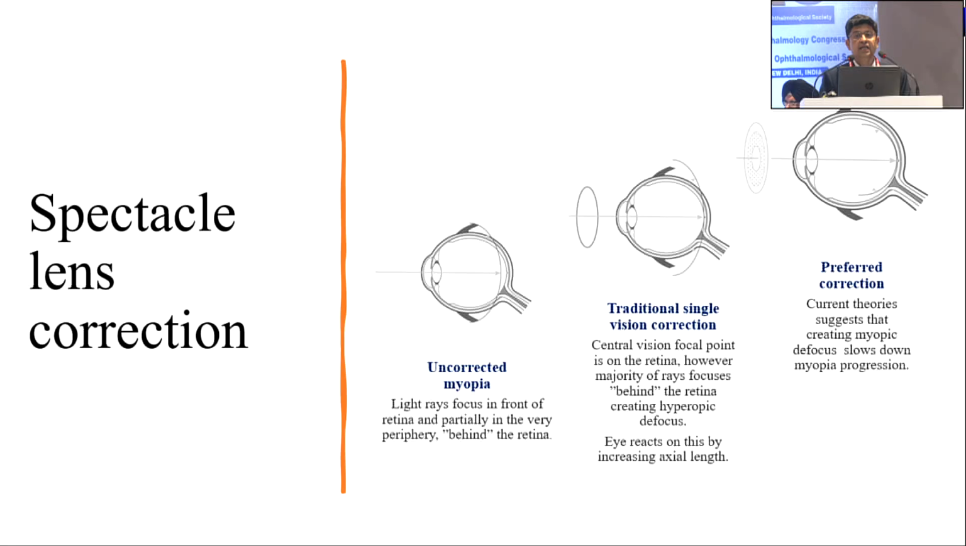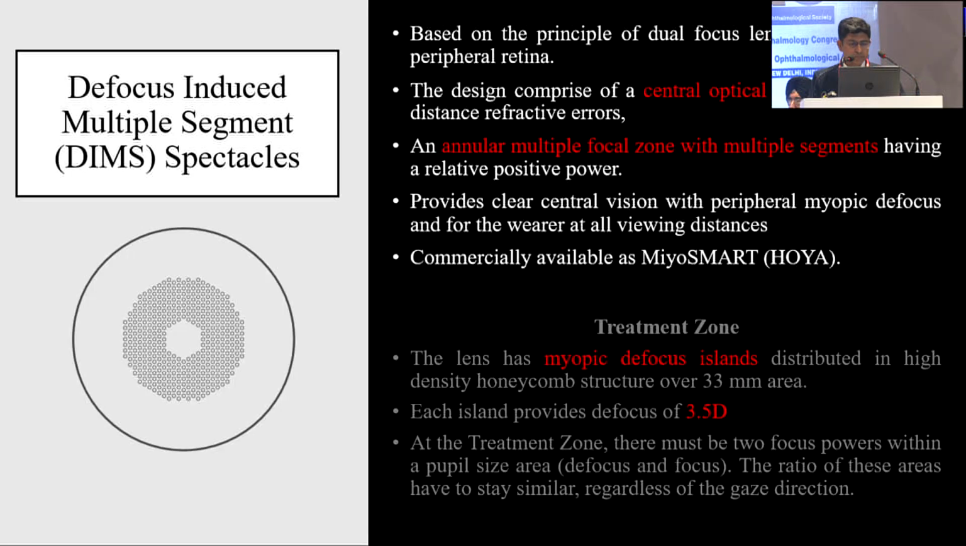So the thought is that this hyperopic defocus is responsible for the stimulus for axial length elongation and therefore the myopia progression. And the newer concept is now that while you have the optimal correction for distance in the center, the surround has an additional power that converts this hyperopic defocus to a myopic defocus, thereby reducing the stimulus for axial length elongation. So we have a lot of options. We'll quickly run through the ones that are available.